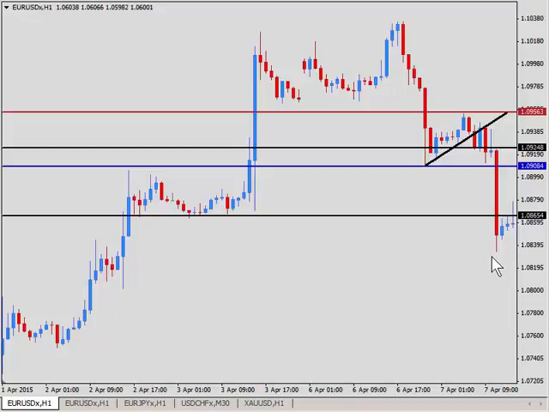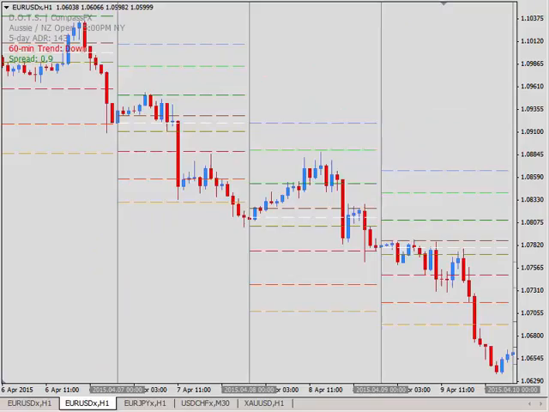So if we take a look at this a little bit more in detail, I'm going to move to the next Euro-Dollar 1-hour chart. And I've got it set up with my dots levels, just using the dots method indicator. Some of you have already been using this. Actually, hundreds of traders around the globe are already using the dots method indicator.